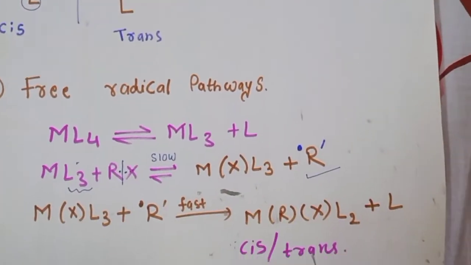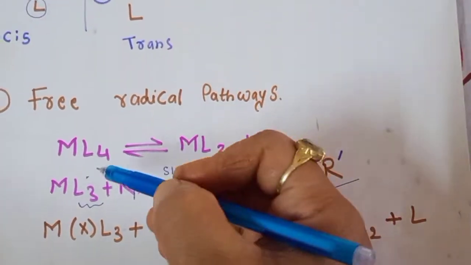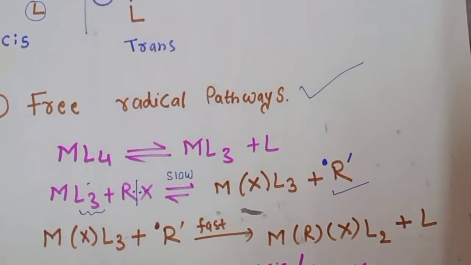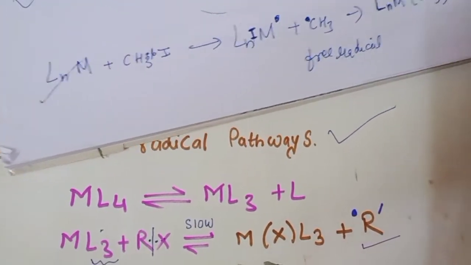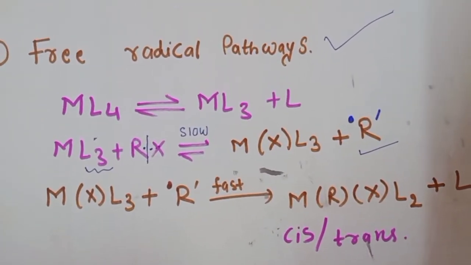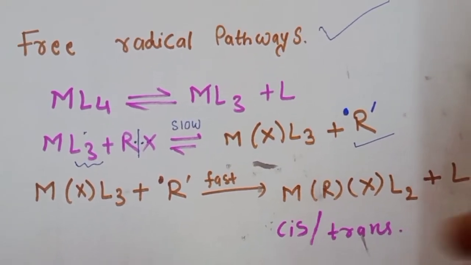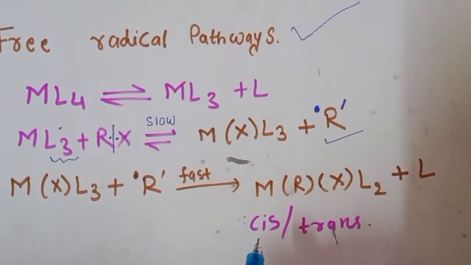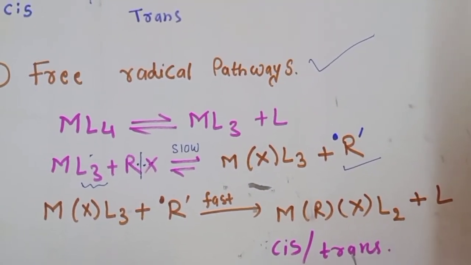Next is the free radical pathway. The reaction of alkyl halides with the metal complex can also proceed in this pathway, the 1 electron mode we have already discussed. When ML4 is any complex, it dissociates to ML3 and 1 L, and this first step is the slow, rate determining step. It can form the desired product, either cis or trans. So this is all for oxidative addition reactions.